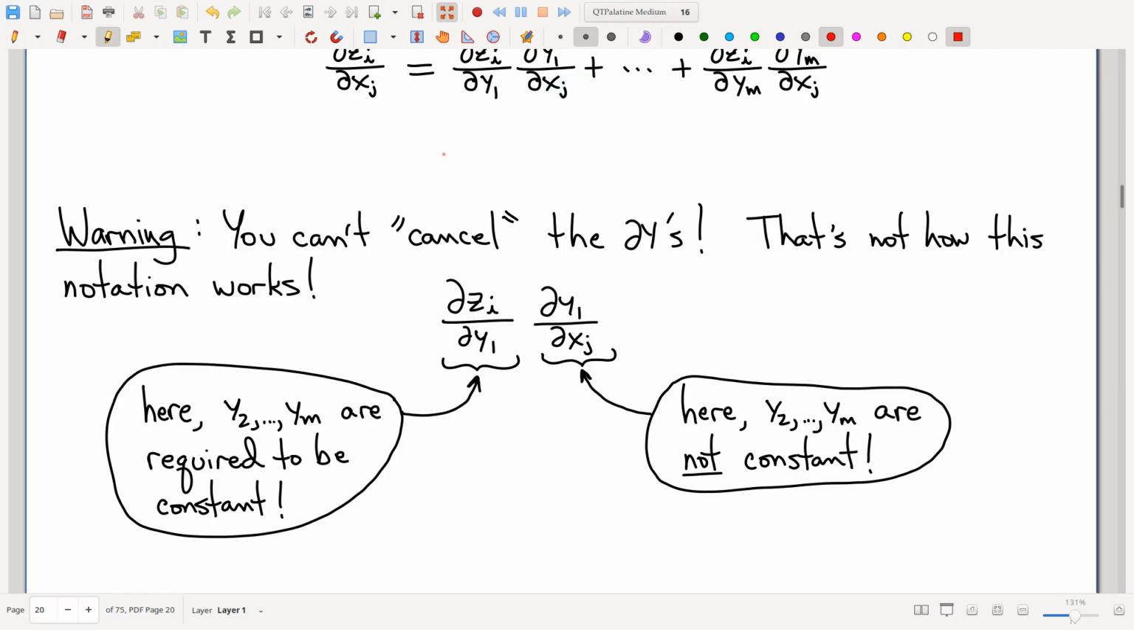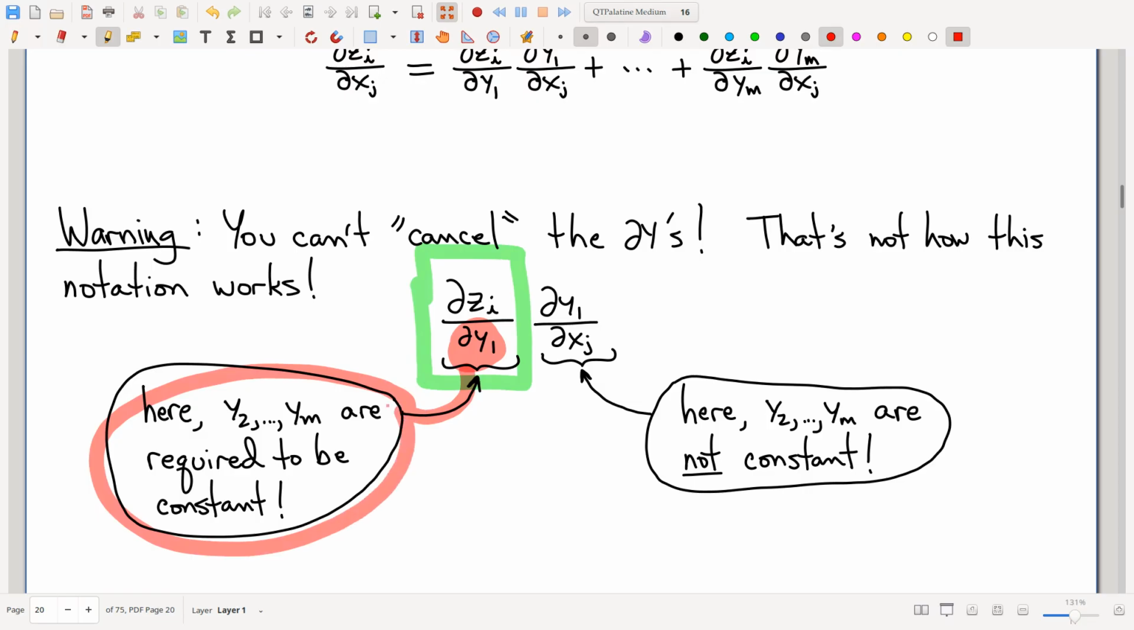Well, let's think about where these come from. What is this partial y1 here? This is part of a story. The story is that I'm looking at the variable zi, and I want to know how it changes as y1 changes, and so I hold all of the other y's constant, and then I allow y1 to change a little bit, and then I ask how much zi changes correspondingly. So there's a scenario there. There's a premise. It's like a little story. In that story, all the other y's are constant.